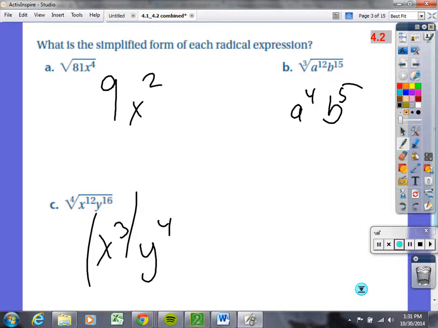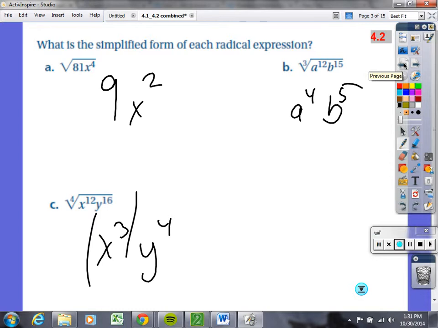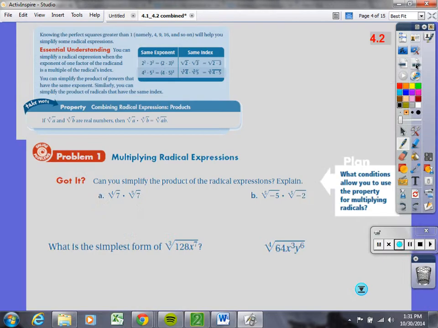So, in example C, y to the 4th. Because see how it's an odd root, it's a cube root? And cube roots can come out negative, can't they? And that's why it's negative. So if the variable is negative, it'll come out negative. Does that make sense what I'm saying, Brett? Okay.